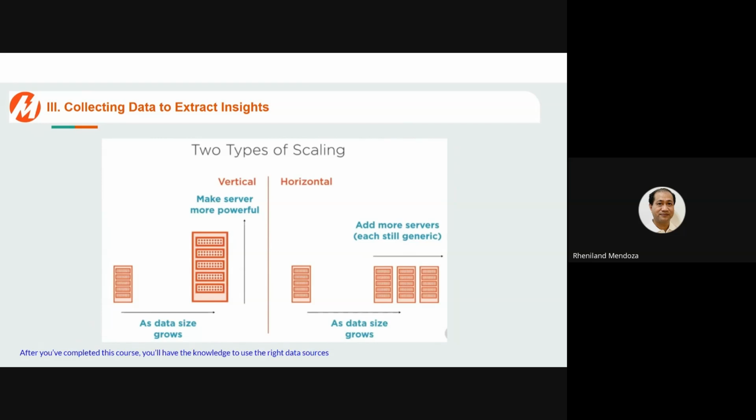Now, it's pretty obvious that you need to scale to meet the needs of big data. And there are two types of scaling possible, the vertical and the horizontal. As the size and scale of the data that you're working with grows, vertical scaling involves making your processing machine more powerful.